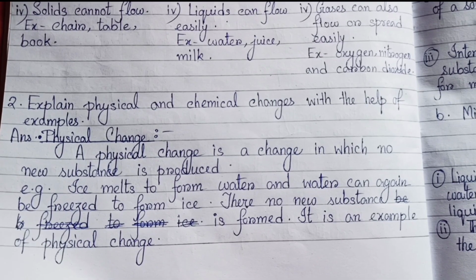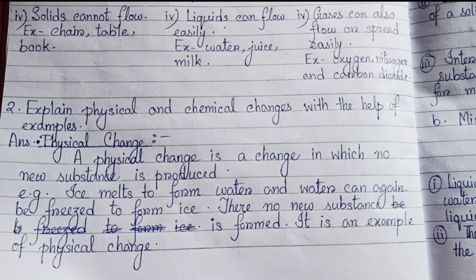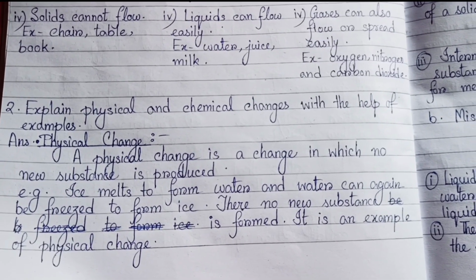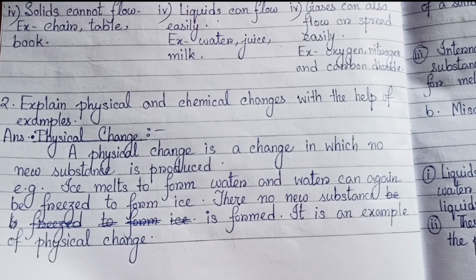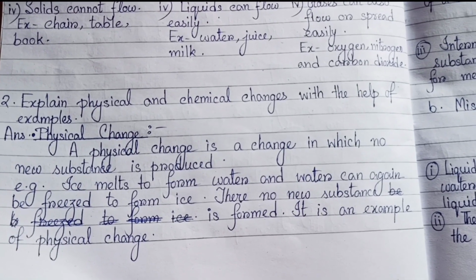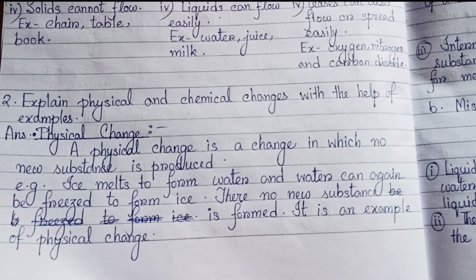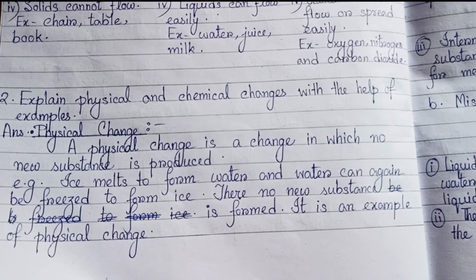Physical change. A physical change is a change in which no new substance is produced. Example: ice melts to form water, and water can again be frozen to form ice. Then no new substance is formed. It is an example of physical change.